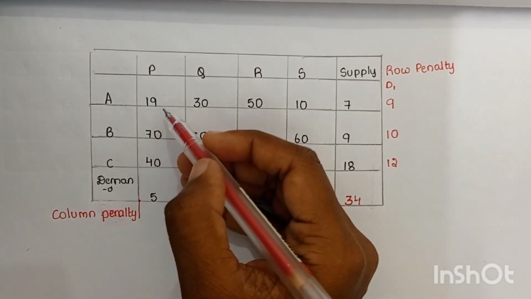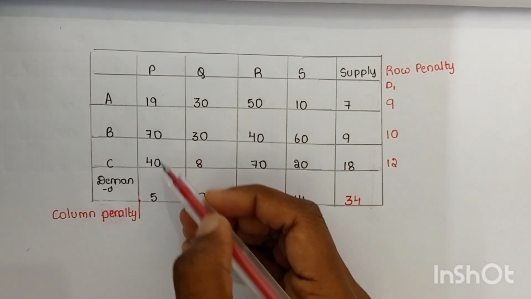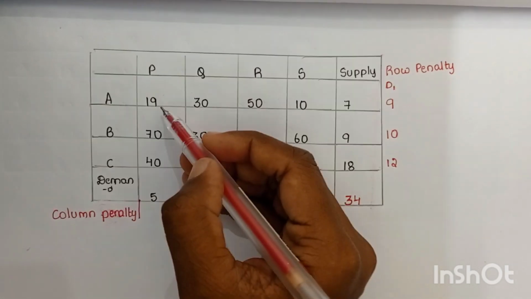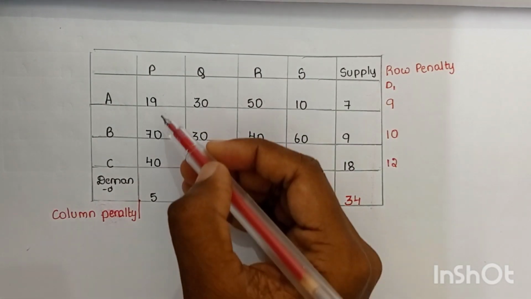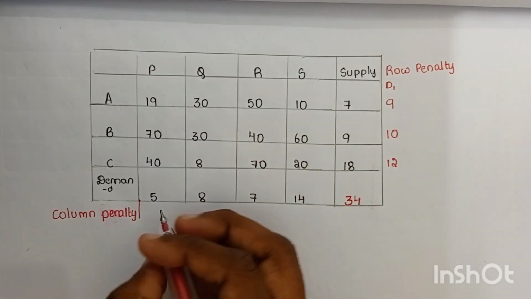Okay, so among these, 19, 70, 40. The least value is 19 and the second least value is 40. So 40 minus 19 is 21.